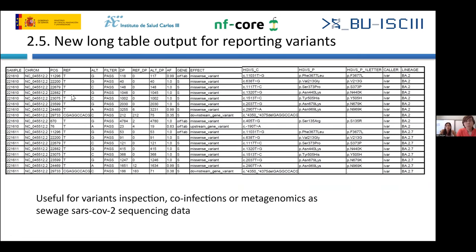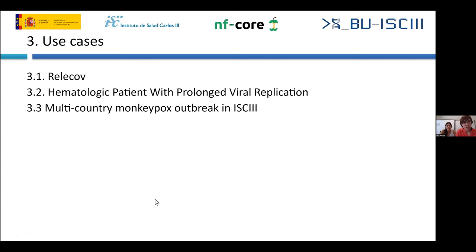And finally, a new output for reporting variants is also included in version 2.3, which is really useful because we combine the data from the variant calling, the annotation, and also the lineage assignment, and this provides a good way to study, for example, metagenomics data from wastewater SARS-CoV-2 data. It is really useful for variant inspection, for studying co-infections, etc. And now Sarai is going to talk to you about the use cases.